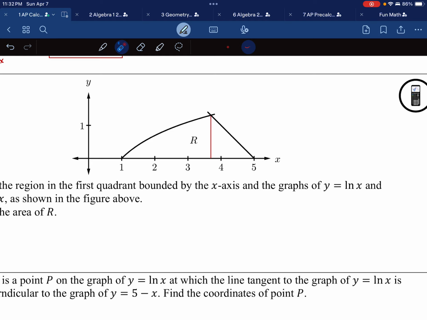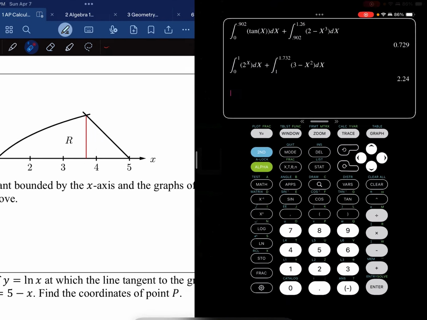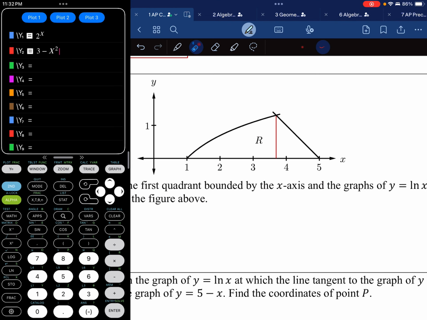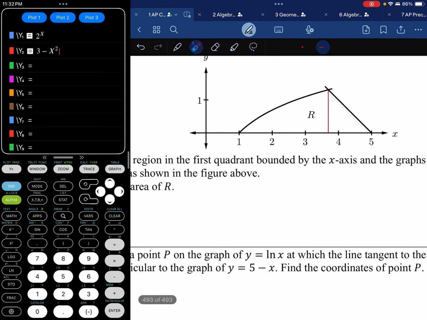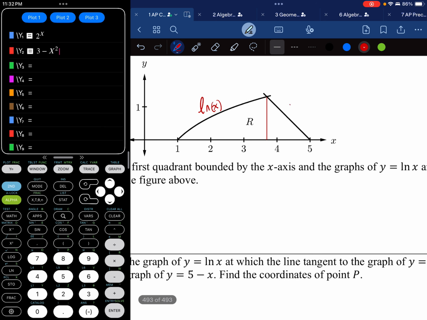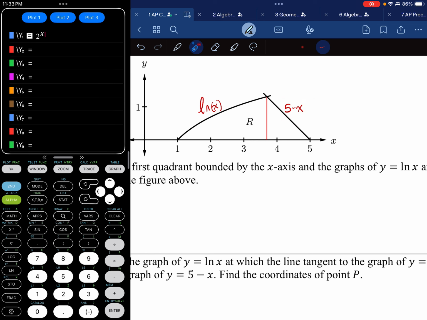So, calculator, how you doing? There you are. Let's make you skinny, clear. All right, so our functions are natural log of x, and the other one is 5 minus x. How did you know that, Mr. Sindel? Natural log is a curved line. 5 minus x is a linear, aka straight line. All right, so it's clear, clear. First, we have natural log of x. Secondly, we had 5 minus x.